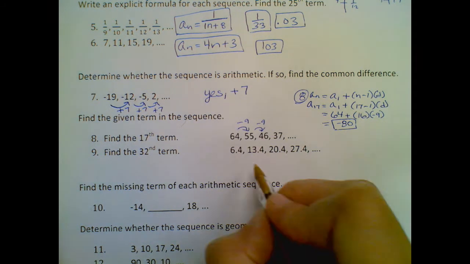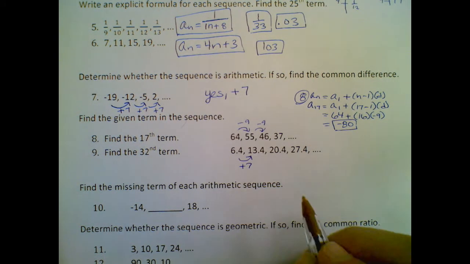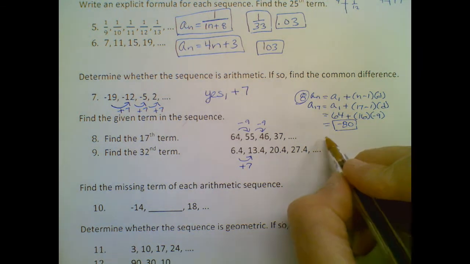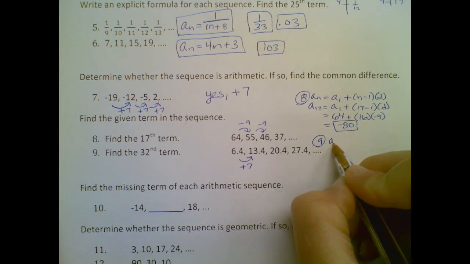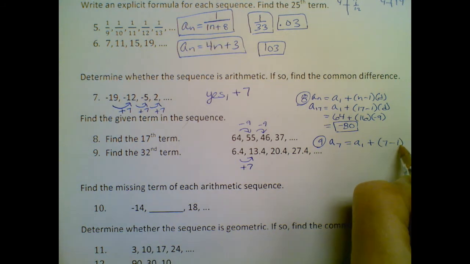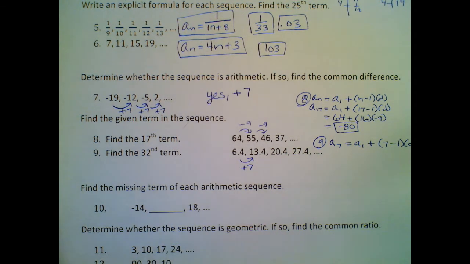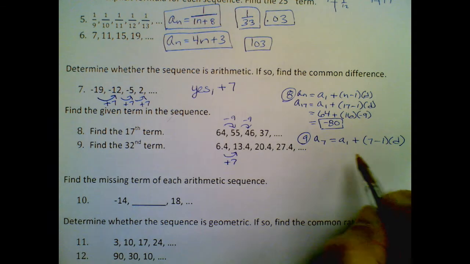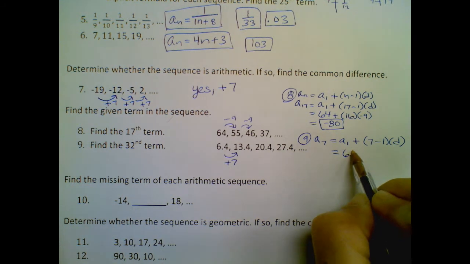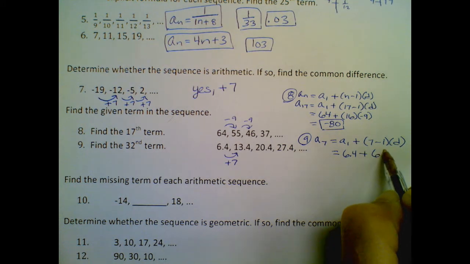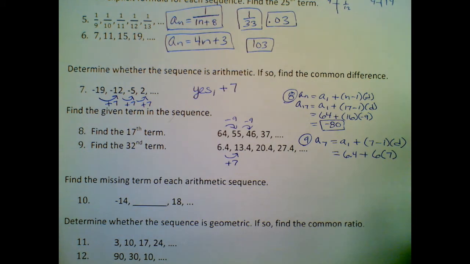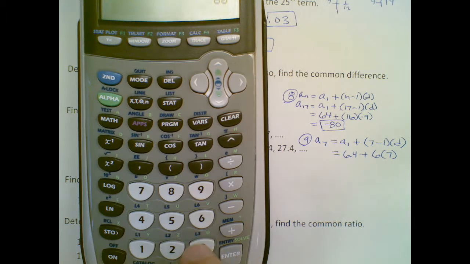Alrighty, for number 9, they're adding 7 each time. Since they're adding 7 each time, again, it is arithmetic, so we're going to use that same formula. And we're going to plug in 7 for our n's. Then we're going to go back through and see what else we know. Our a sub 7 is the 7th term, we don't know that. Our a sub 1 is our first term. And then our common difference is we're adding 7 each time, so we're going to put a positive 7 there. And we're going to type this into our calculator.